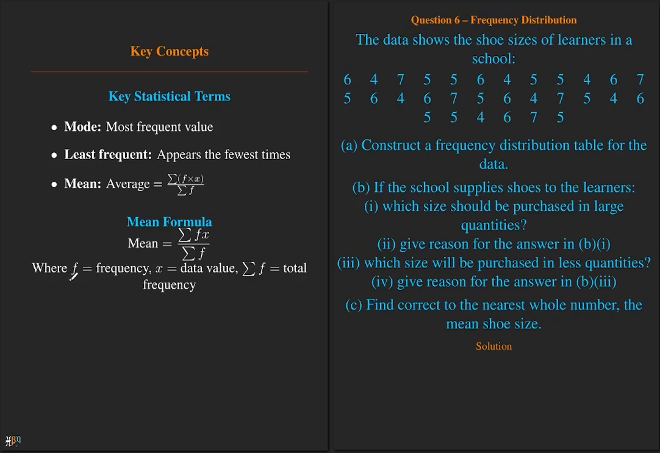You should take note that we need our f, that is the frequency. We need the x, those are the data points we have here, and we need fx. So this gives us a clue of how the table is to be presented. Now let's solve the questions.